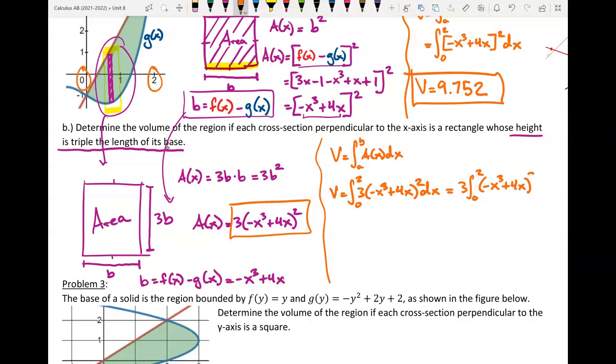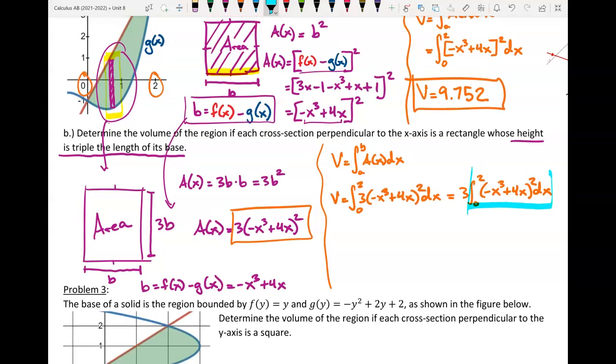But if you notice, we already figured out what that was. At least my integral portion was right here. It's the same thing. So I can then just say, okay, well then my volume, I already figured out what the volume of the square is. I can just go ahead and triple that. So it'll be 3 times that 9.752.